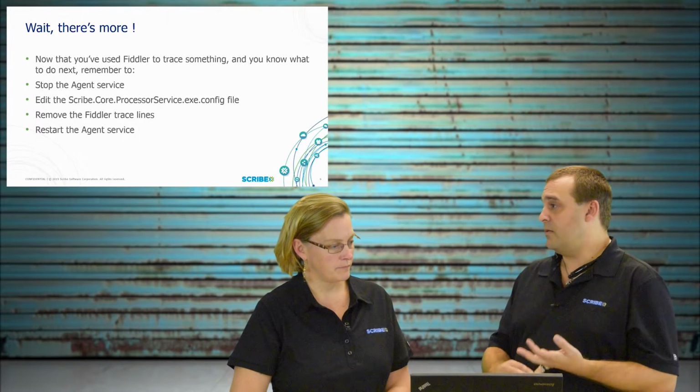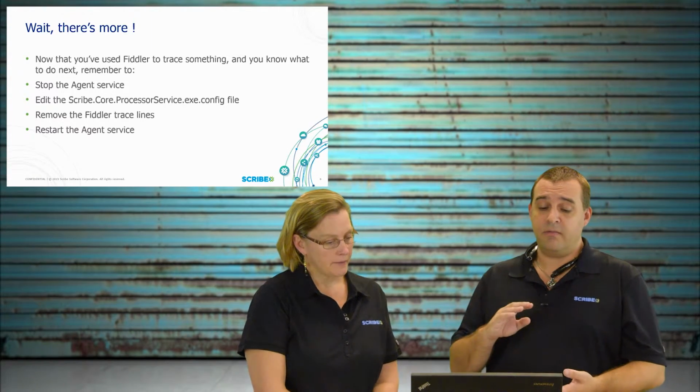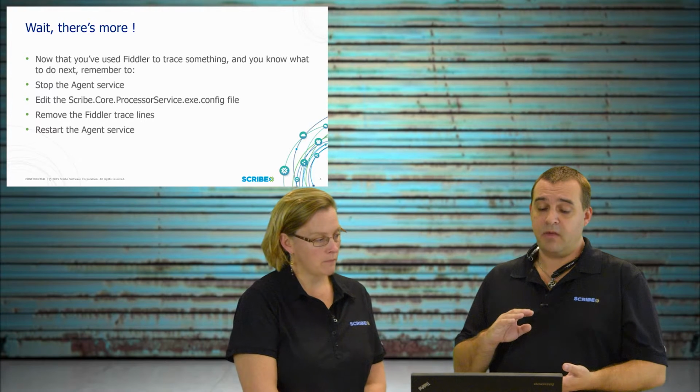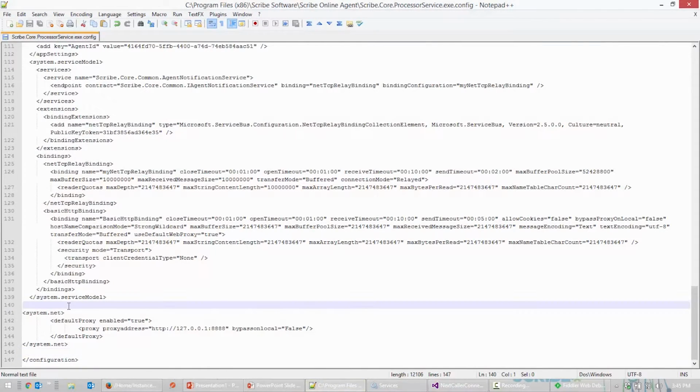So we need to stop the Scribe Online agent. We need to back out the changes that we made to the config file, those lines that you added. And we can then restart the agent. We'll do that very quickly, and we should be all set.